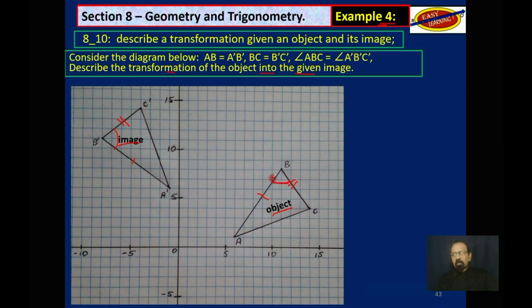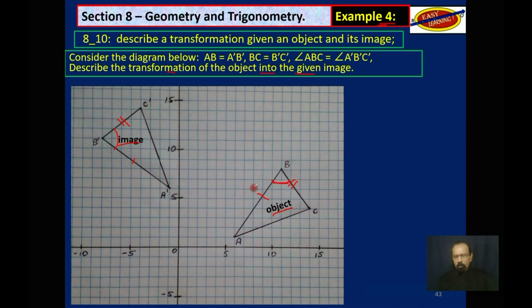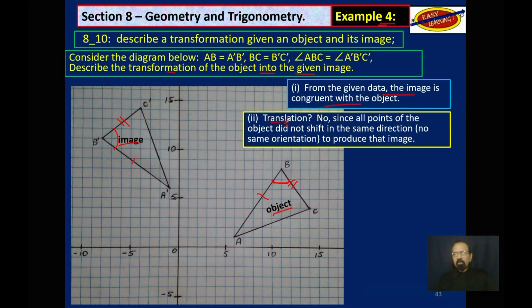So we can say that those two items are congruent. That is to say that the image is congruent to the object. And because it's congruent, there are a number of questions we need to ask ourselves. So from the given data, the image is congruent with the object. Is it translation? No, since all points of the object did not shift in the same direction, and therefore the image does not have the same orientation as the object. It's not like you take this object and push it that way, so the image will look just like this object shifted that way. No. So it's not translation.